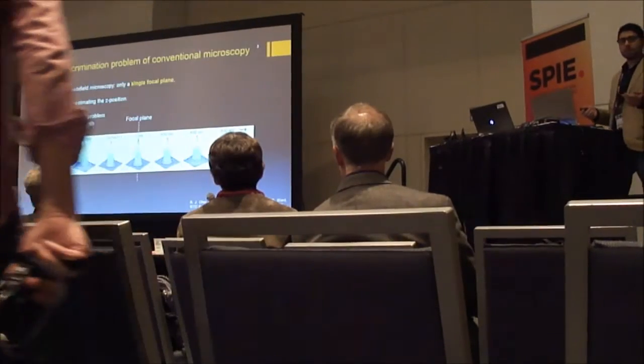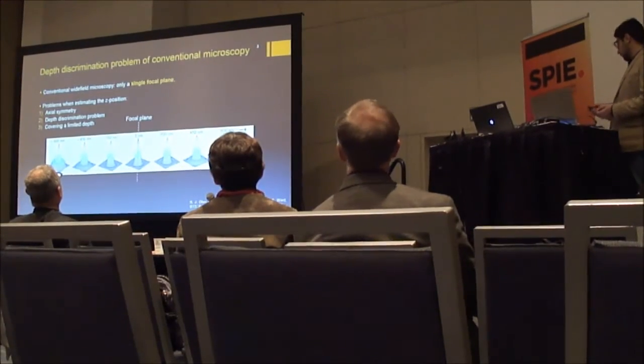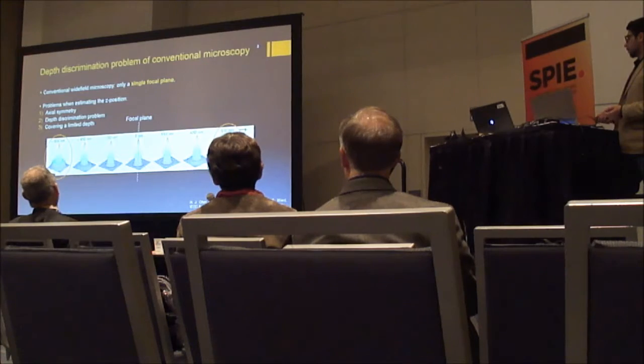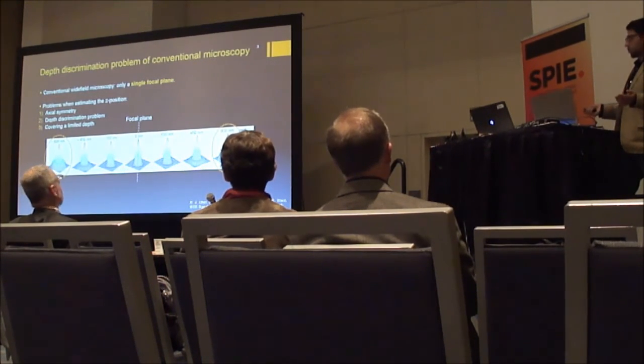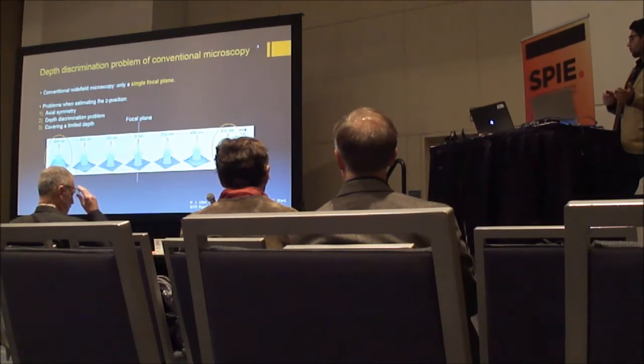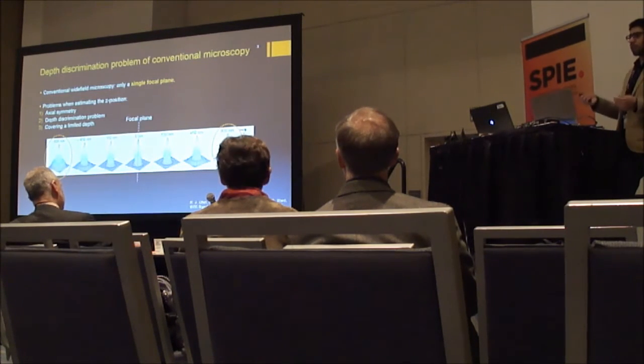So the first problem is about axial symmetry. Most of the PSF models are axially symmetric. It means that if we look at, for example, these two parts, negative 600 and positive 600 nanometers, they look identical. So there's no way to figure out if the point source was above or below the plane of focus.